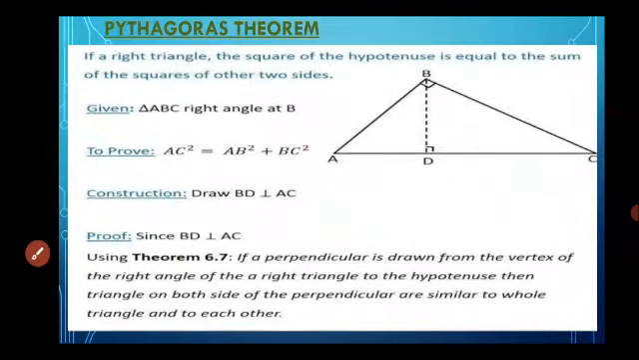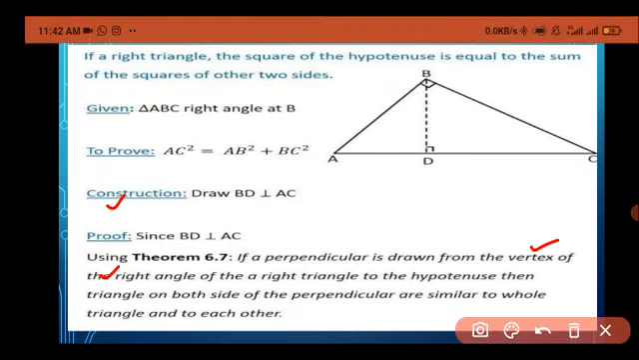Next, the second proof. I told you this year we have to study two proofs. One was the basic proportionality theorem and the second is the Pythagoras theorem. In this theorem, in a triangle, the square of the hypotenuse is always equal to the sum of the squares of the other two sides.